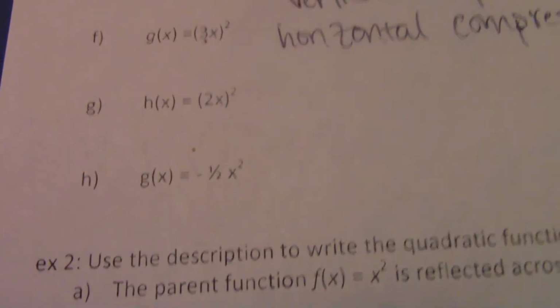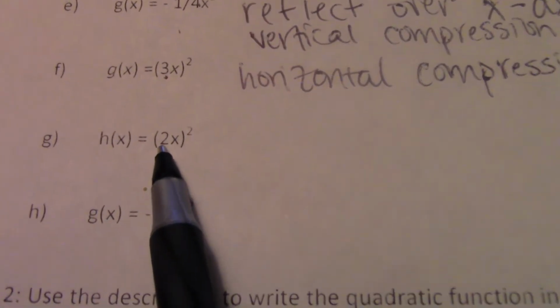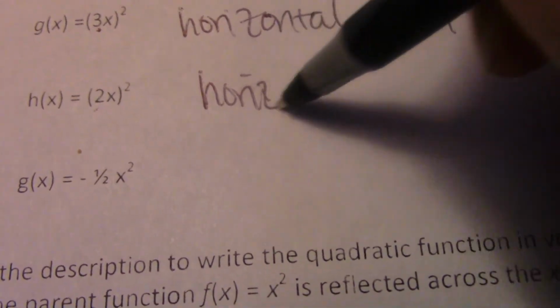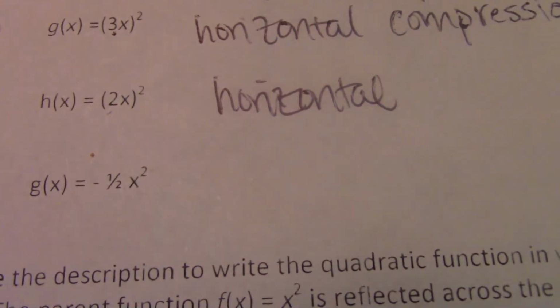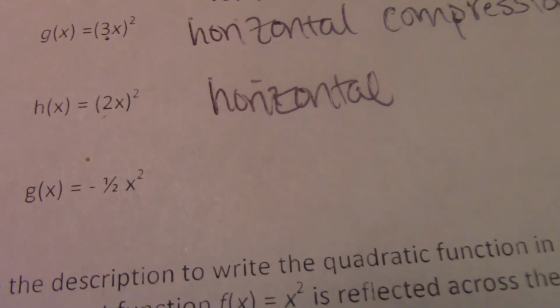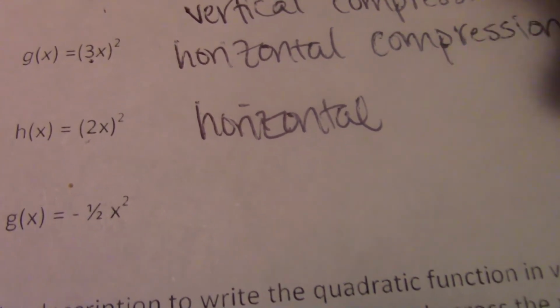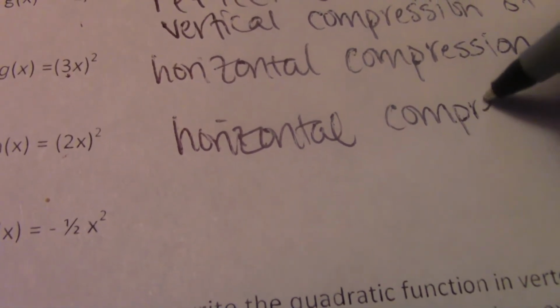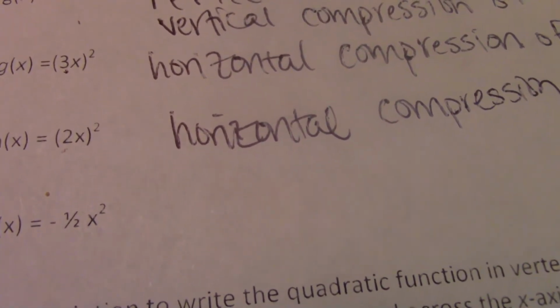Okay, we've got 2 more here. 2 is on the inside. Remember, inside means horizontal. Okay, and then that 2, because it's bigger than 1, means horizontal compression again of 2.